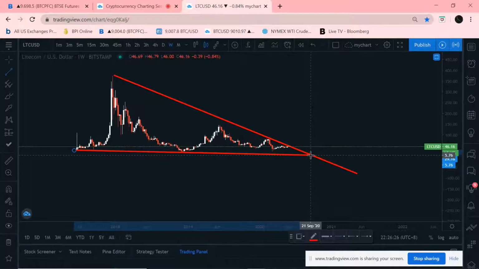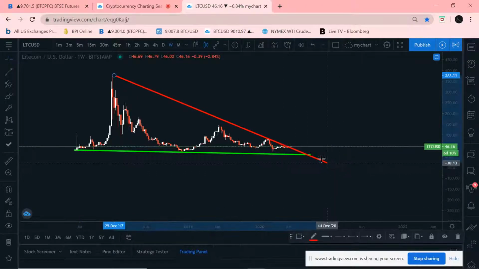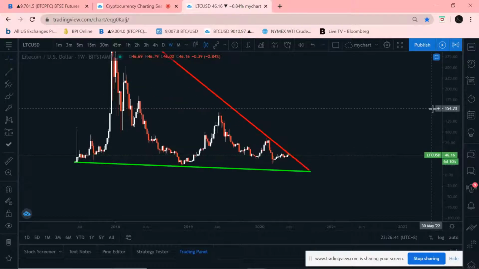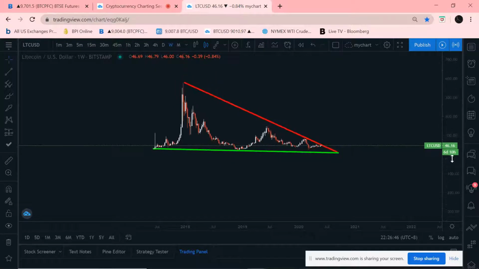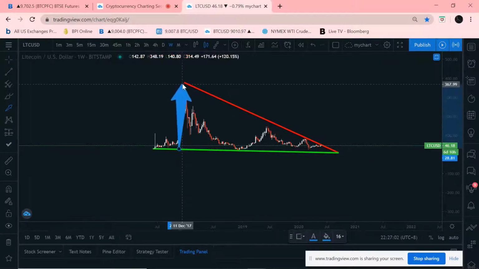So that's green because this is a support and this is the red or the resistance. So if you look at it, it's actually near the apex. So I think it will break out, or most probably already will break out in this area. So if it breaks out in that area, our possible target is, of course, let's measure it out.